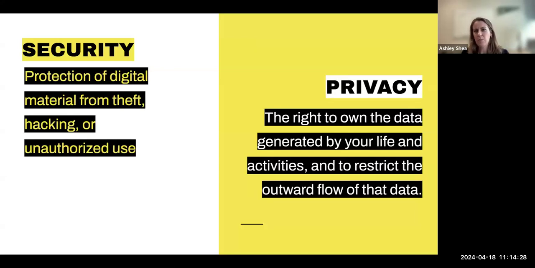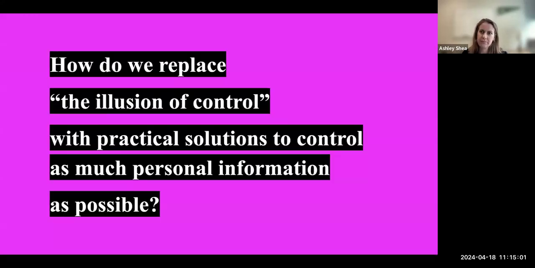So this seems like an important time to talk about the distinction between privacy and security. These are certainly related concepts. Security is the protection of digital material from theft, hacking, unauthorized use, whereas privacy is really your right as an individual to own your data that you've generated by your life behaviors, right? By all of the things that you engage with throughout your day, your activities, your clicks, etc. And being able to restrict that outward flow, who gets that data and who can use it.